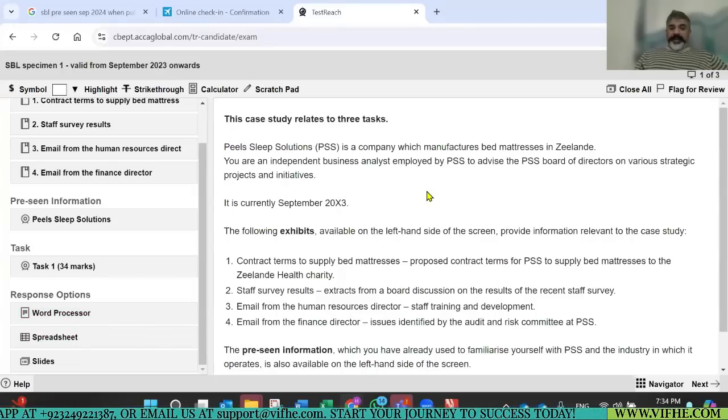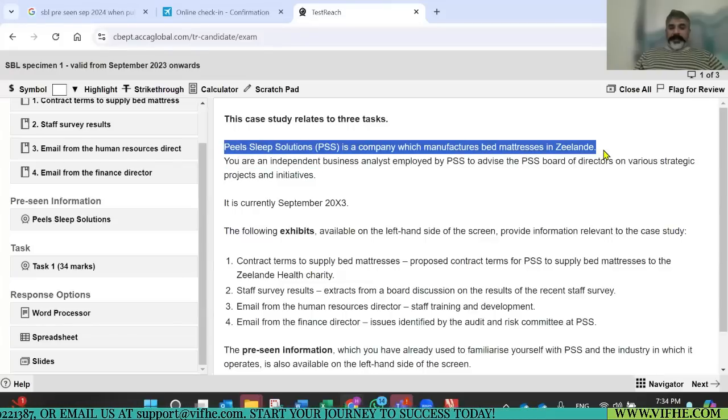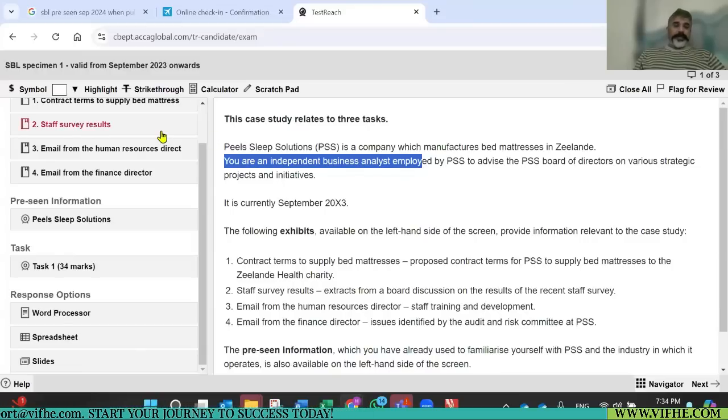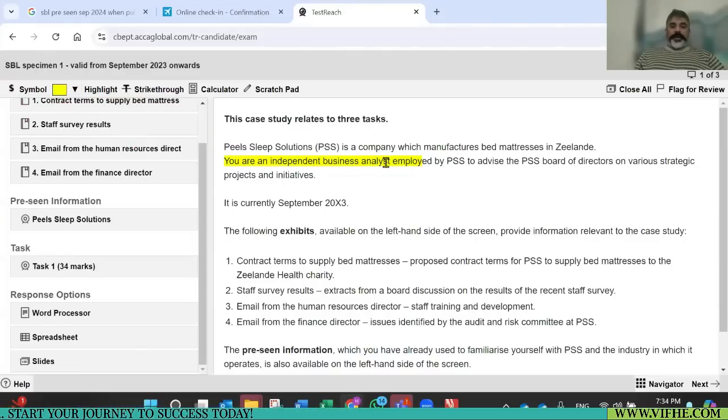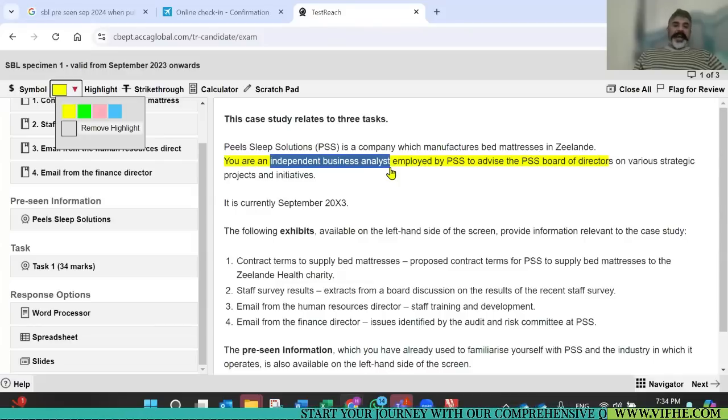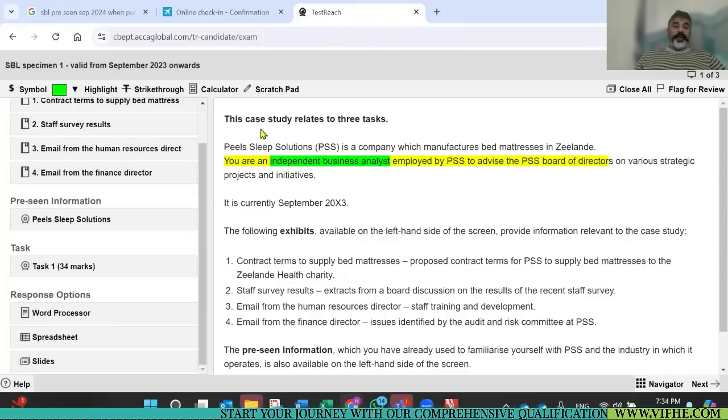This is the landing page. You see this screen. It tells you about the company. More importantly, it will tell you about your role. You will find your role from the landing page. Here it is saying you are an independent business analyst employed by PSS to advise the PSS board of directors. So our role is independent business analyst. You will find your role on this landing page.